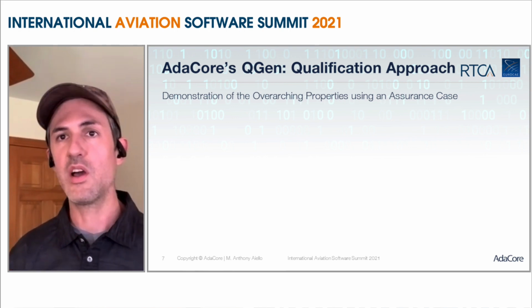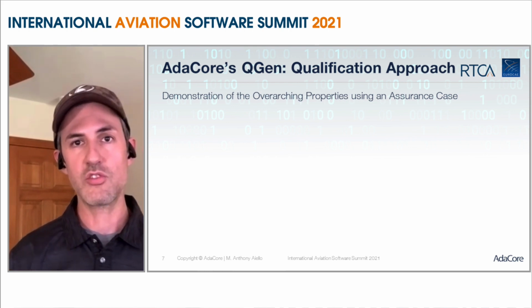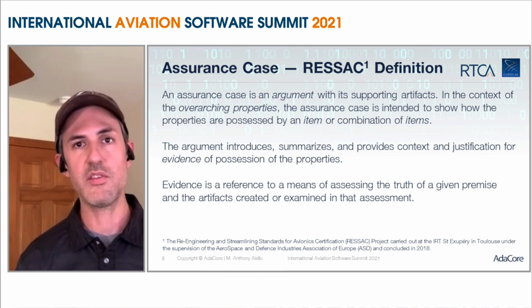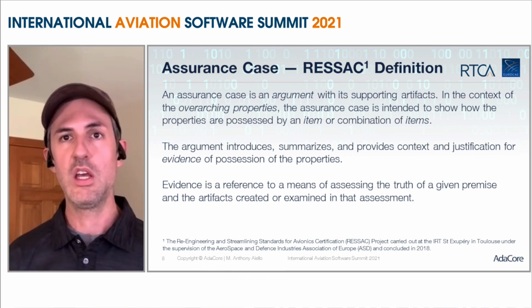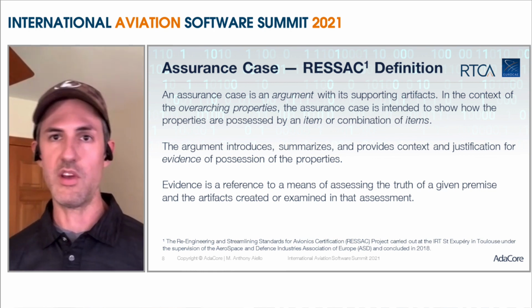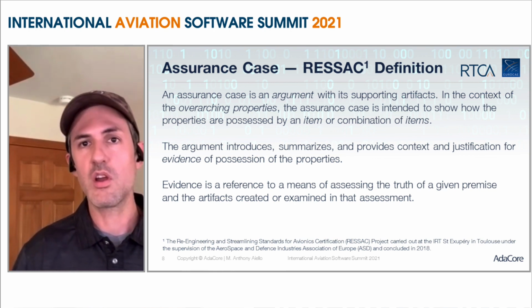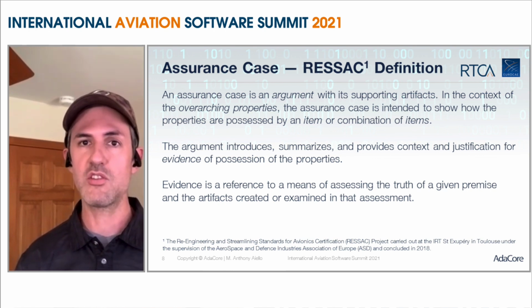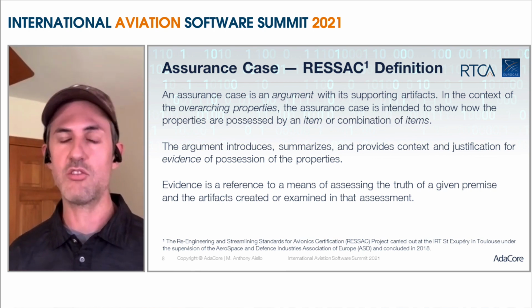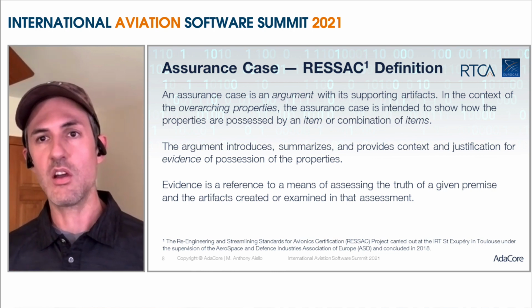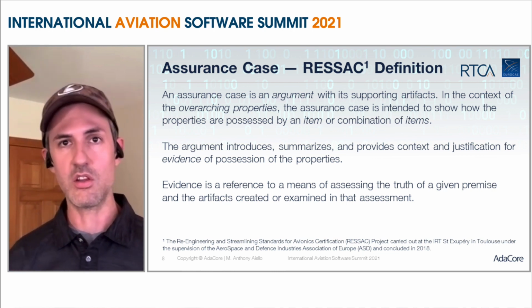Now, Jim already provided this definition of assurance case, which comes from RESSAC, but I'll go through it again because I feel like it's a good definition and it's important. An assurance case is an argument with all of its supporting artifacts. The role of the argument is to introduce, summarize, and provide context and justification for the evidence of possession of the properties. And evidence is tied to the artifacts that support the argument.